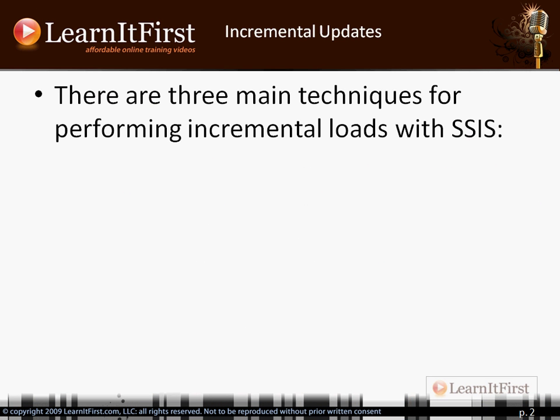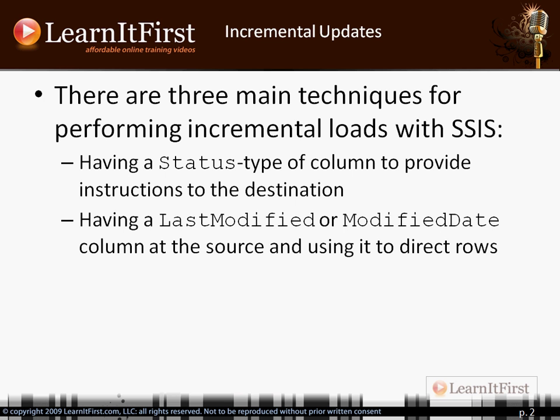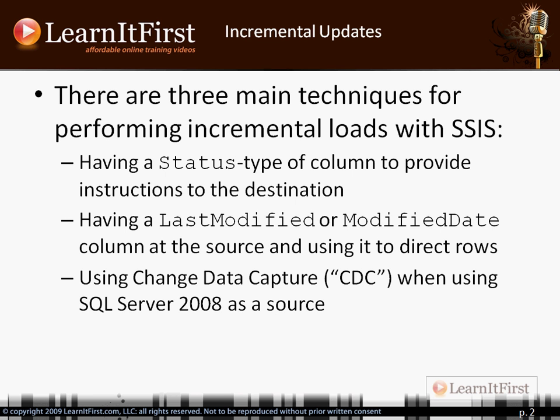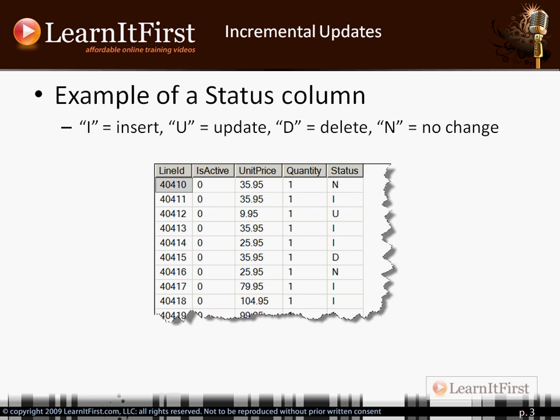Okay, so let's continue here with part two. We talked about the three main types that we had: the status column, the last modified, and the change data capture. So let's take a look at each of those in this particular video. So here's an example of a table with a status column.